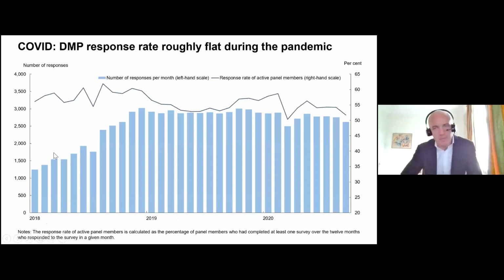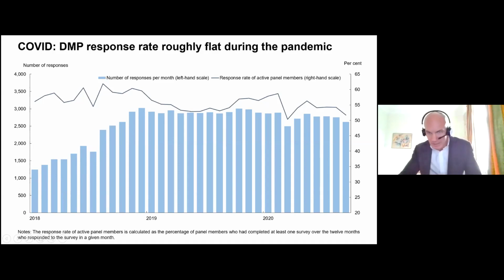It's reasonable to ask whether COVID has had a detrimental effect on the response rate in the survey. You can see here the blue bars show the number of responses per month to the survey, and you can see the survey membership has grown substantially over the history of the survey, and like I said, we're now at roughly 3,000 firms. And then the response rate of active panel members, where we define an active panel member as somebody who's responded at least once over the past year, has been reasonably flat.